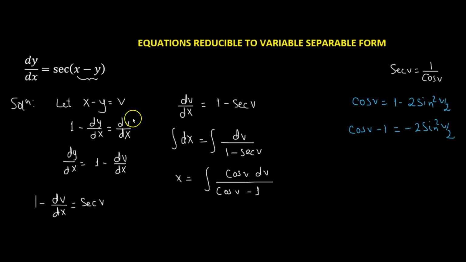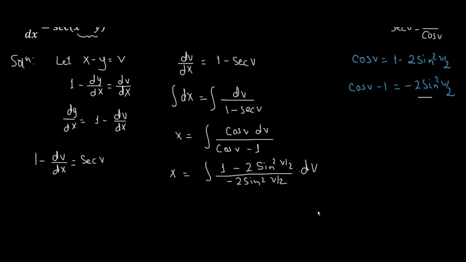So let's use this value, then our integral will become x equals the integration of, in place of cosine v, 1 minus 2 times sine squared v over 2, whole divided by cosine of v minus 1, that will be negative 2 times sine squared v over 2, times dv. So we have x equals negative half integral of 1 over sine squared v over 2, so that's cosec squared v over 2, plus integral dv.